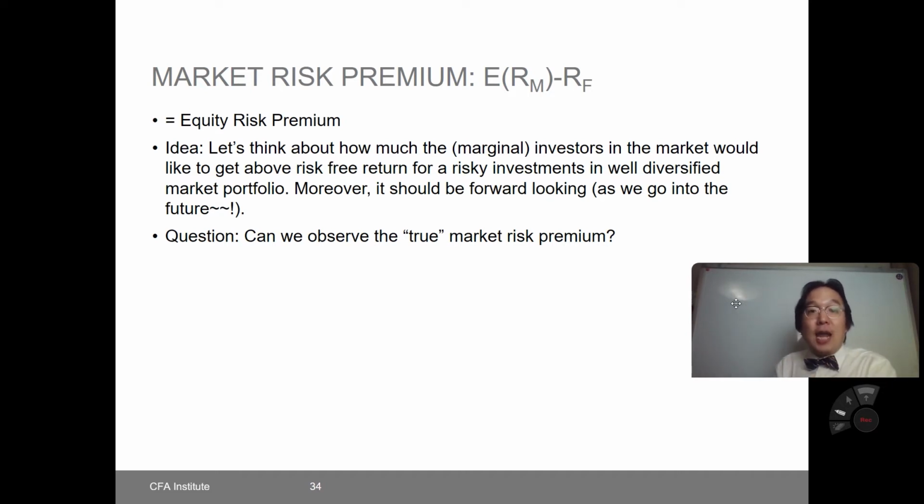The question is, can we observe the true market risk premium, okay? Can we observe the true market risk premium? The answer is, again, no. The answer to most of my questions is no, okay?